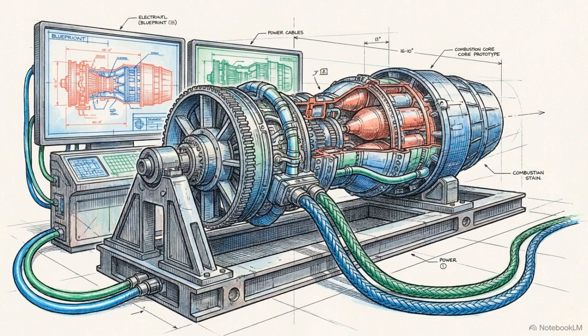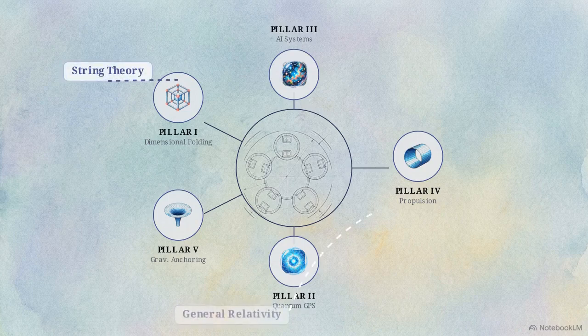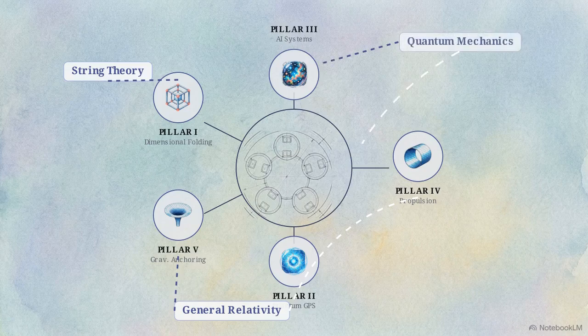To survive temporal displacement, we have to stop treating time travel as a paradox-inducing fantasy and approach it as a rigid systems engineering problem. This schematic represents a theoretical blueprint for exactly that, the five-pillar integrated time navigation system. By integrating string theory, general relativity, and quantum mechanics, it bypasses physical destruction.